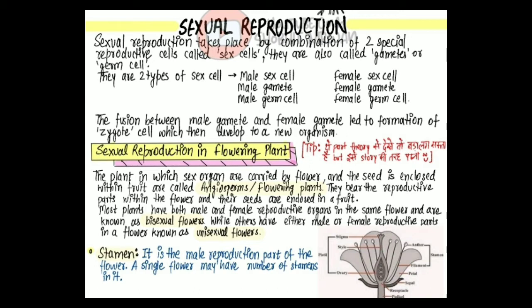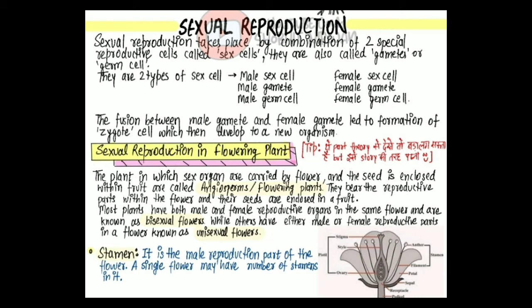Sexual reproduction takes place by the combination of two specialized reproductive cells called sex cells. They are also called gametes or germ cells. There are two types of sex cells: male sex cell, male gamete, male germ cell; and female sex cell, female gamete, female germ cell. The fusion between a male gamete and a female gamete leads to the formation of a zygote cell, which then develops into a new organism.